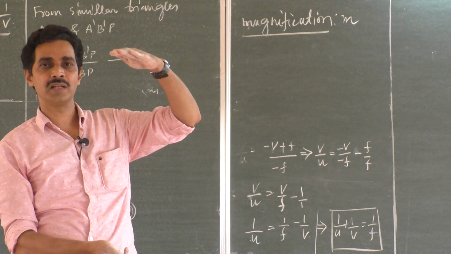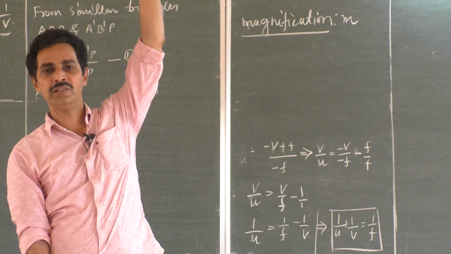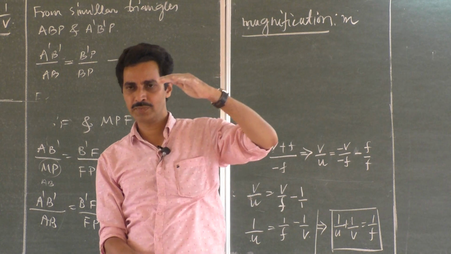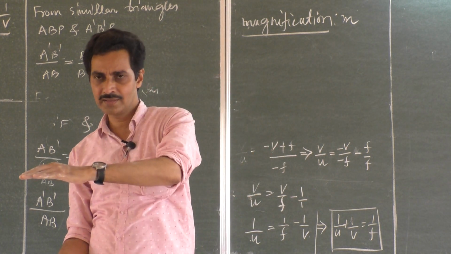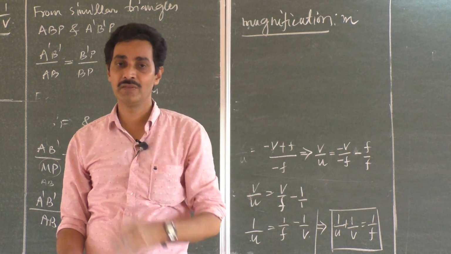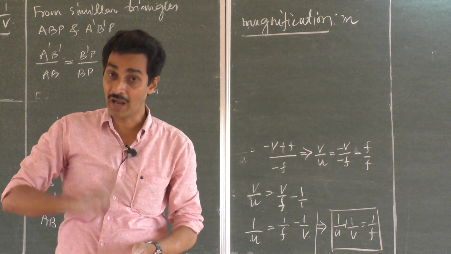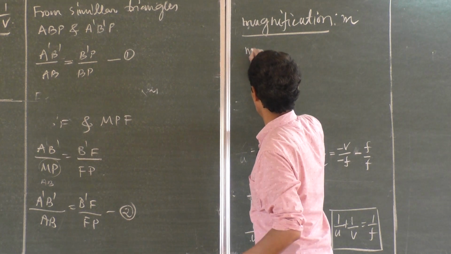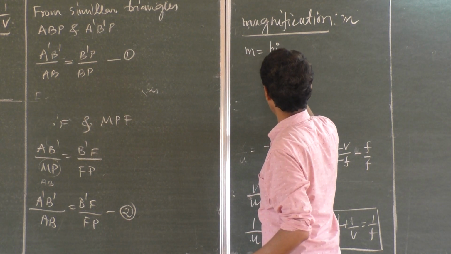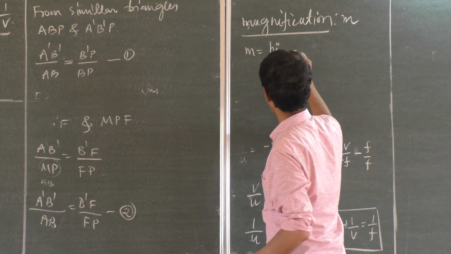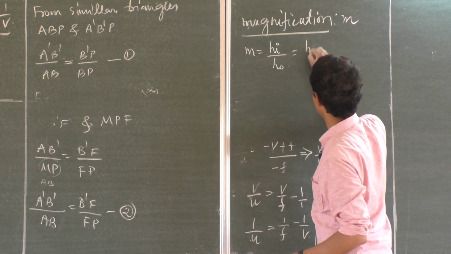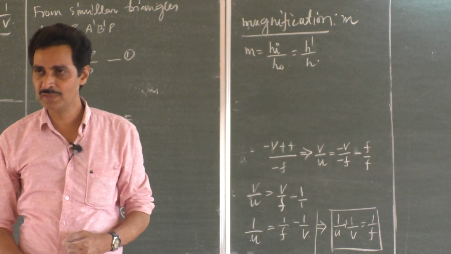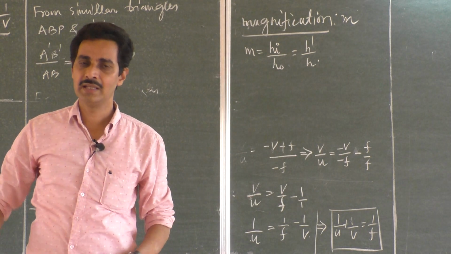If the height of the object is 5 centimeter, height of the image is 15 centimeter, then 3 is the magnification. Suppose I have an object of 10 centimeter, and if the image height is only 5 centimeter, magnification is half. That means image is half the size of the object. So magnification is defined as the ratio of the height of the image to the height of the object. Of course, in the NCERT book you have h dash by h.